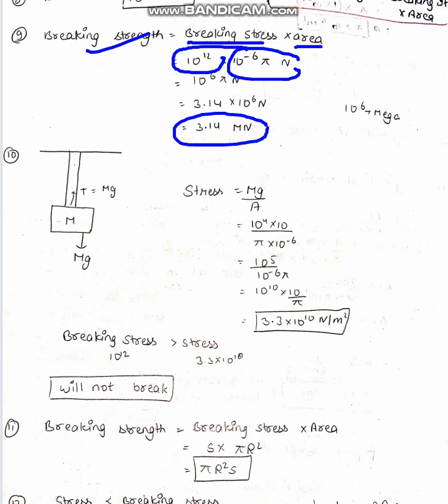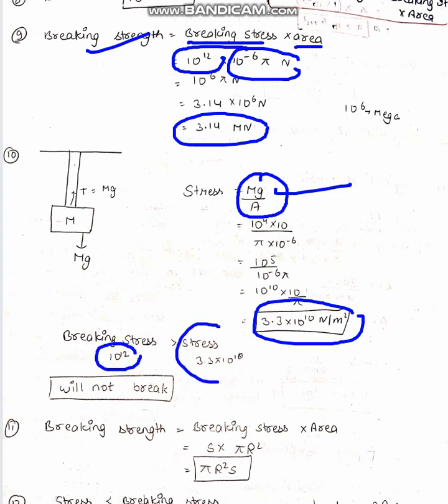There is a rod and to the rod is attached a given mass m. So we need to find the stress. Stress is force by area. Force here will be mg. After calculations it comes out to be 3.3 into 10 to the power 10. Now the breaking stress is 10 to the power 12, which is much greater than the stress here, so it will not break. Then we need to find the breaking strength. We know that breaking strength is breaking stress into area. As area is pi r square, we have pi r square as.